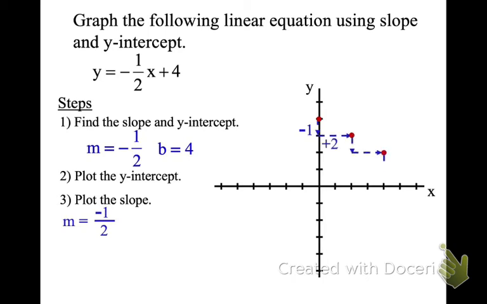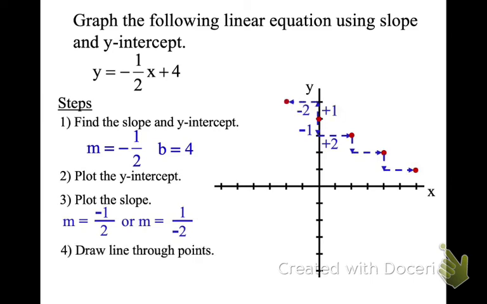The more points you get, and it doesn't take you that long, especially when you're on graph paper, the more accurate your line is. Or I can take the negative in the denominator. I'm going to rise 1, run -2. And we draw the line through the points and label 2 points.